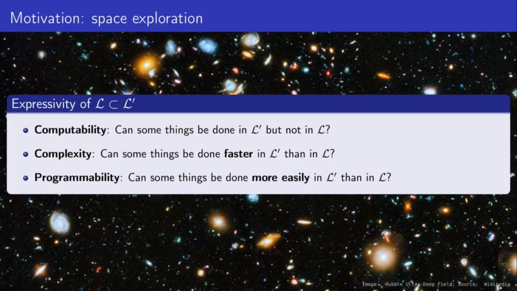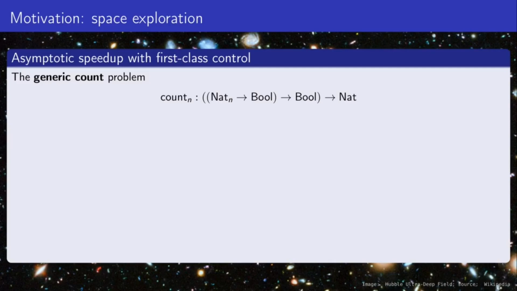However, any such question is really only interesting if the setting involves higher types, because to a fair approximation, we can regard all reasonable languages with first-order types as being equi-expressive. So, in this work, we are in the realm of higher types, and we show that in this realm, the presence of first-class control can improve the asymptotic runtime of some programs. To show this, we consider the generic count problem, which asks us to implement a third-order function satisfying this type signature. Let's unpack the type.